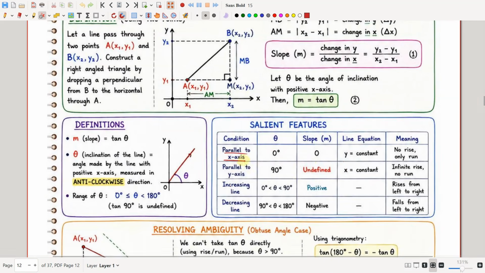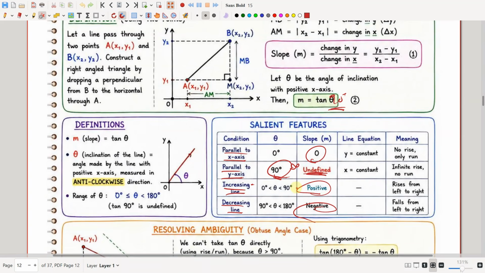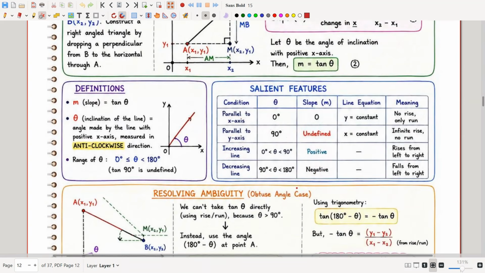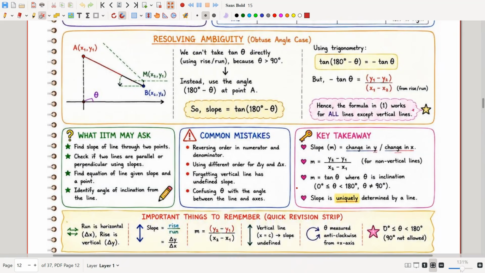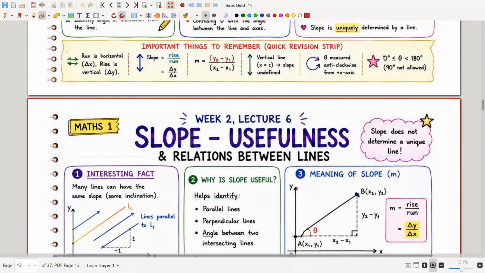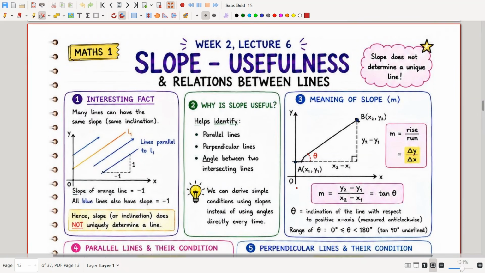Some common conditions: if the line is parallel to the x-axis, then the slope value will be 0. Parallel to the y-axis means it will be 90 degrees, and tan 90 will be infinity, so the slope will be undefined. If it is an increasing line, the slope will be positive. If it is a decreasing line, the slope will be negative. So this is how we use the tan formulas to compute the slopes.